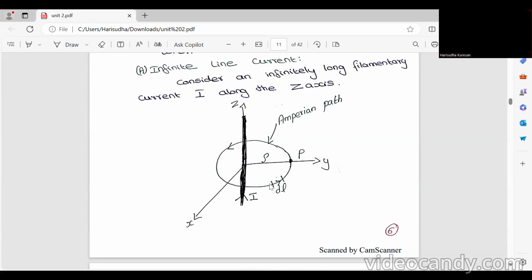Now in that Ampere path, we take a small differential length dl. The distance between the long filament and the point P is defined by the radius rho. Have you understood the diagram? Now we'll go for the equations.